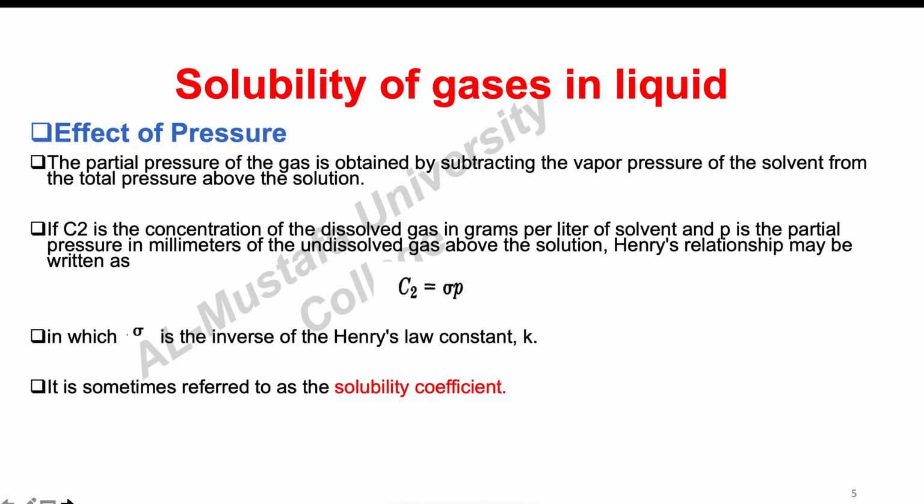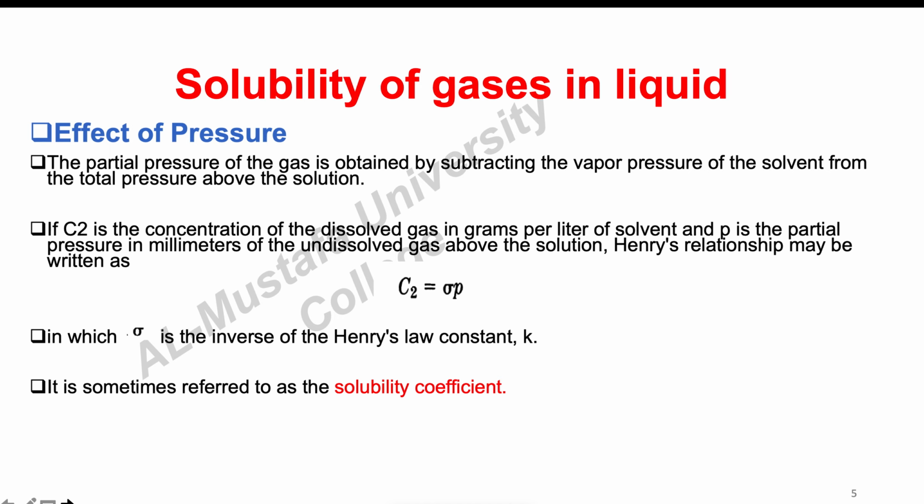The partial pressure of the gas is obtained by subtracting the vapor pressure of the solvent, okay, from the total pressure above the solution. So again, the partial pressure of the gas, the dissolved solution, is obtained by subtracting the vapor pressure of the solvent from the total pressure above the solution.